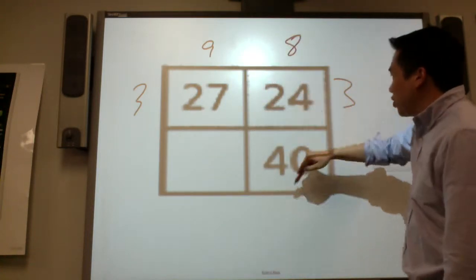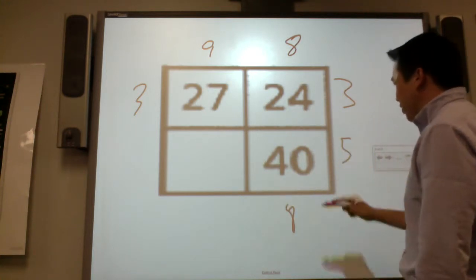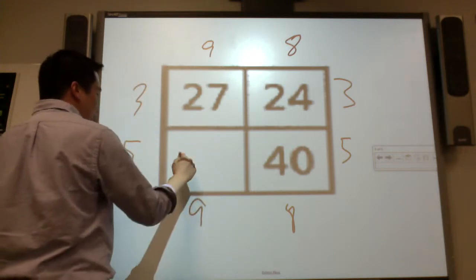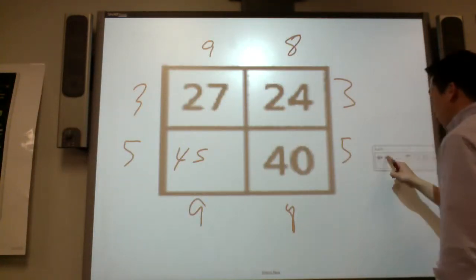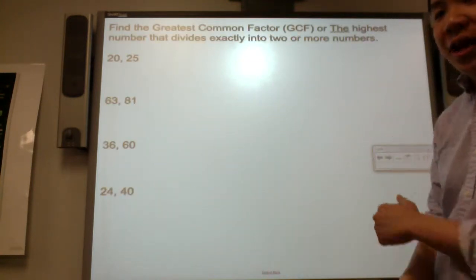All right, what factor goes into 24 and 40? 8, and 8 times 5. And then you have 9 and a 5, and this is 45. So you might say, why did we do this? We're just practicing our factors. Now, let's practice it without using that puzzle.